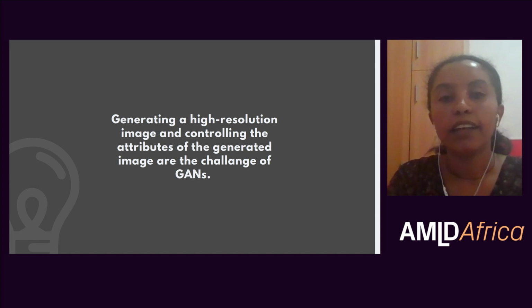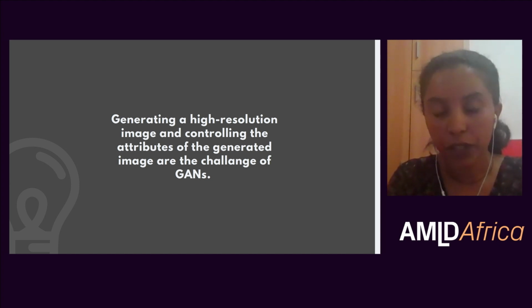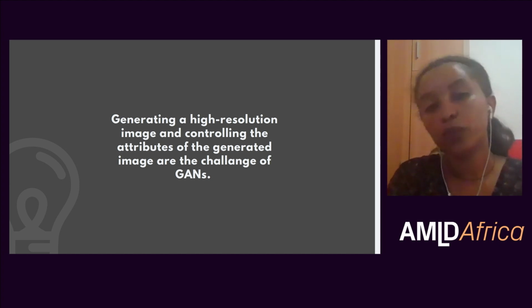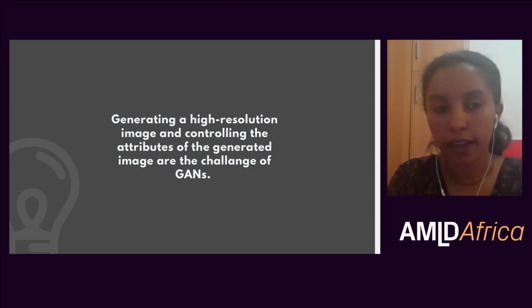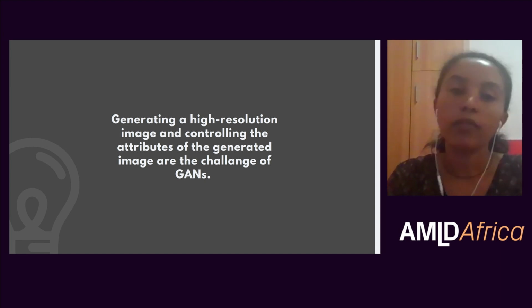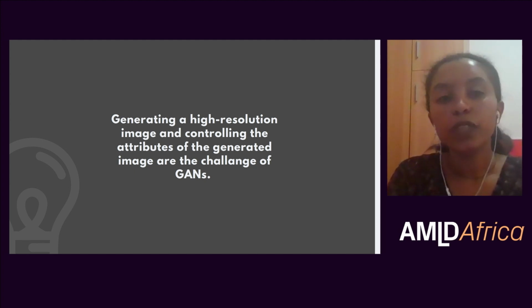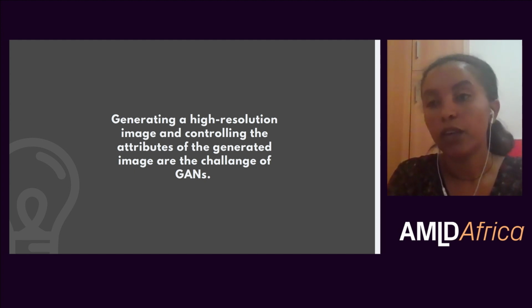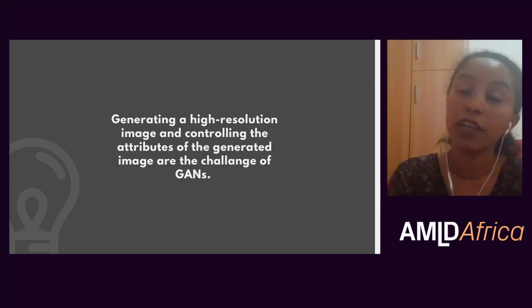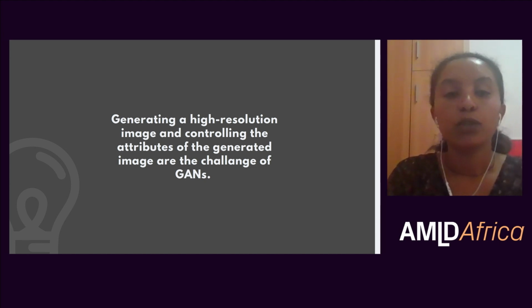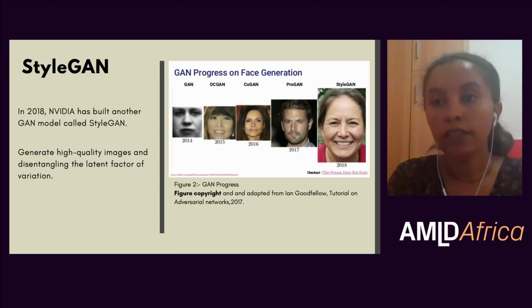However, GANs have their limitations. First, they are limited to small dataset size, and they also have low resolution image generation. Due to this, generating high resolution images and controlling the attributes of the generated image has been a challenging task. In the year 2018, NVIDIA built a style-based generator architecture for generative adversarial networks, which is called StyleGAN.